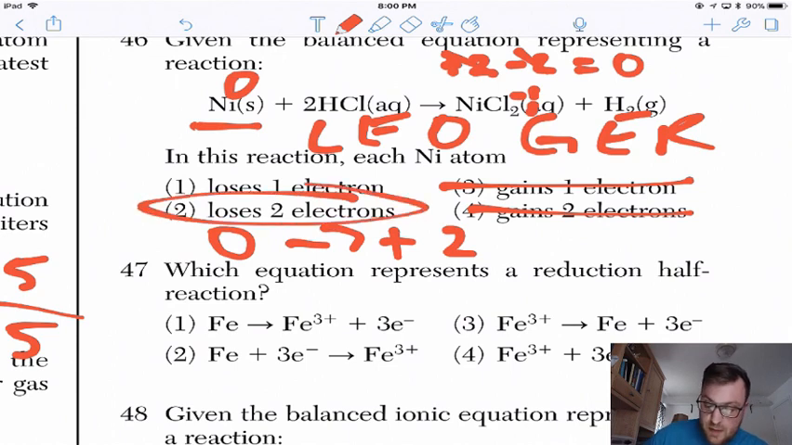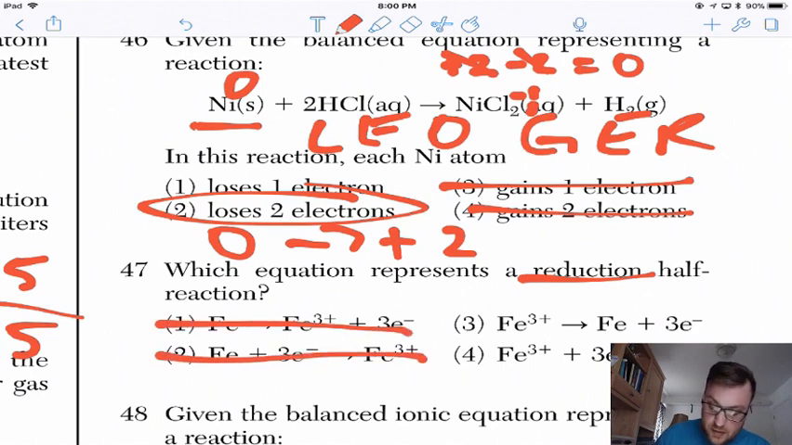Which equation represents a reduction half reaction? So, let's apply what I just talked about. Reduction. We need to pick an answer choice where the charge is getting smaller, because getting smaller means the same thing as reduced. 0 to +3 is getting bigger. Now, 3 and 4 show the same thing. A charge is getting smaller.